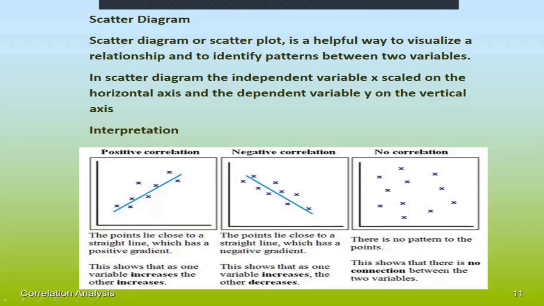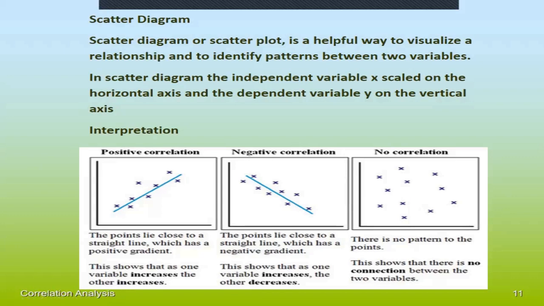And if you draw a third one, you will get no trend. It is very difficult to find the trend. So all the dot points are scattered. This type of graph implies that there is no correlation or maybe very, very weak, that is negligible. So these are the comments for the scatter diagram.